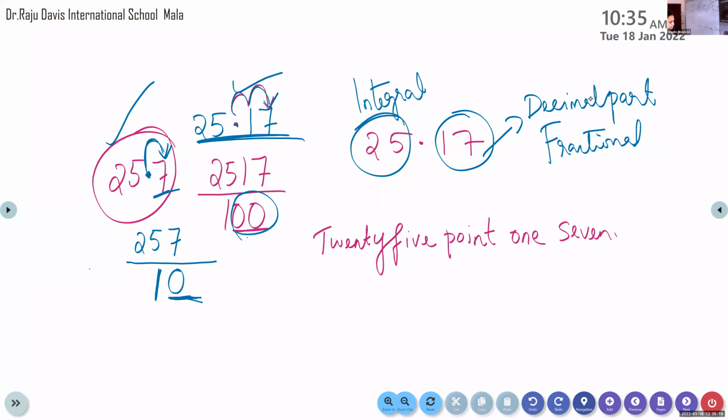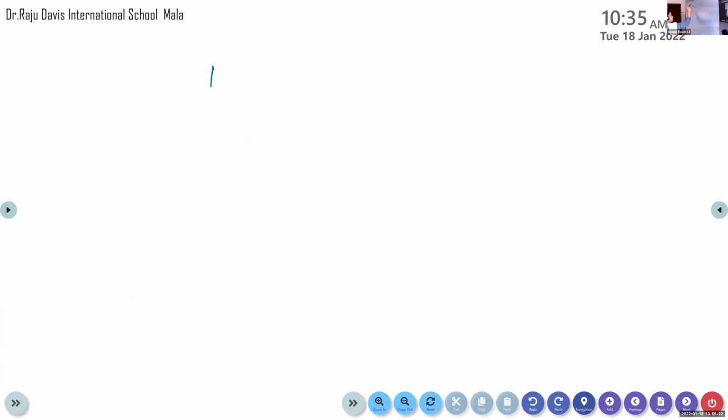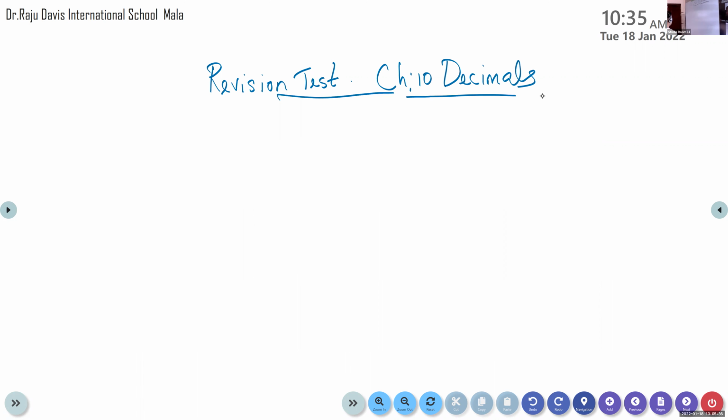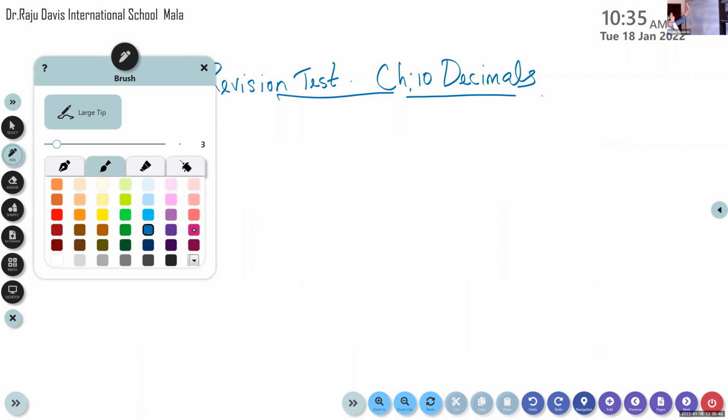So children, I will write the question. You have to write the question because all these we are learning because we have a test. You can revise it later also. So children, please take the rough book, write down Revision Test, Chapter 10, Decimals. Everything you have to write. Then only when you study later, you can understand this chapter is done. And next day, we can do chapter 9 like that.